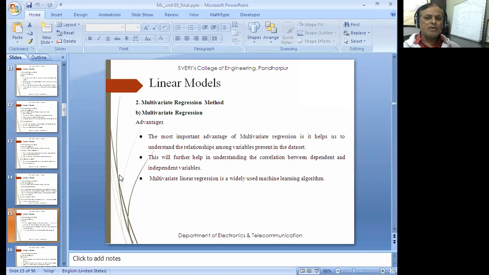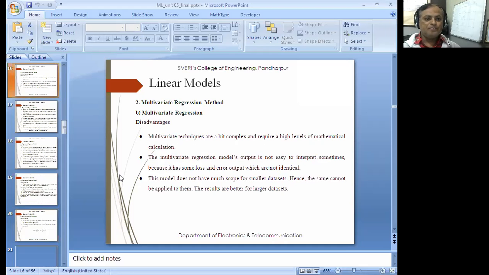Advantages: it helps us understand the relation among the variables present in the data set, helps in understanding the correlation between dependent and independent variables, and it is widely used as a machine learning algorithm.